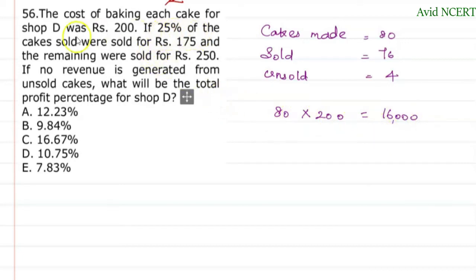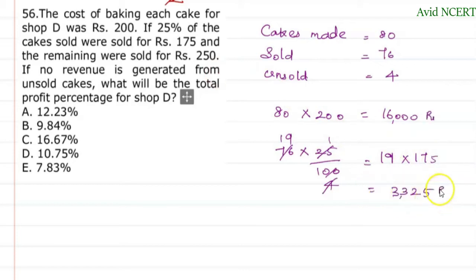Now, 25% of the cakes were sold for rupees 175, and the sold cakes here are 76. So out of the 76 cakes, first 25%, which is 25 by 100, that is 25 times 4 is 100, and 4 times 19 is 76. So 19 cakes were sold for rupees 175, which equals 19 times 175, which is 3,325 rupees.